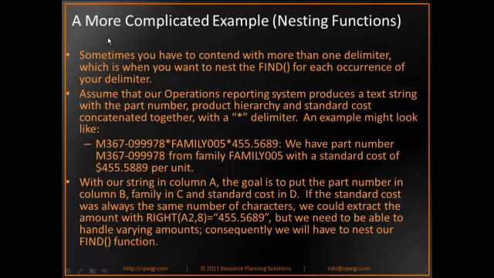So here's a more complicated example, and this is going to require us nesting some of our core 5 functions together. So let's take a look at this example. Let's assume that our ERP system generates an operations performance report that produces this long character string. It starts with the part number as the first section of data, and then there is a product hierarchy field, which let's assume is a family, and then it ends with the standard cost.